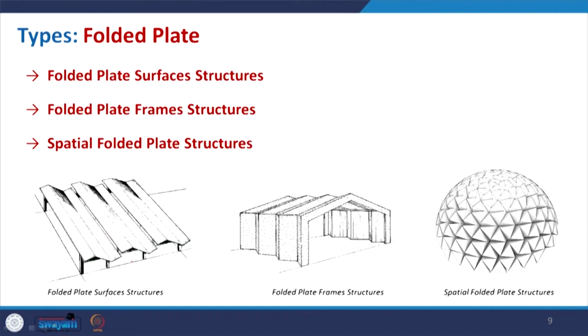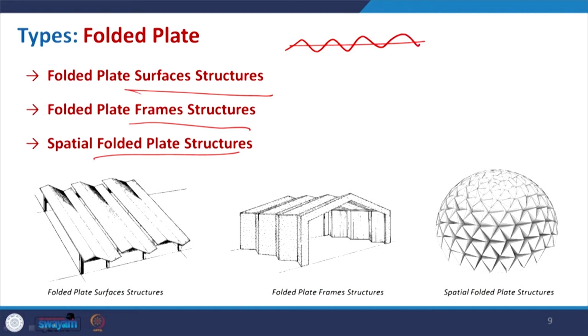Now, coming to the types, it is basically divided into three types. One is the surface structure, one is basically making a frame or portal, and then you have the spatial. Now, in the plate surface, that means only the roof is folded instead of flat. We have this particular folded plate, a representative example, where the end will be supported by maybe a column or something. At the same time, we can have a frame, so the whole structure is being folded.